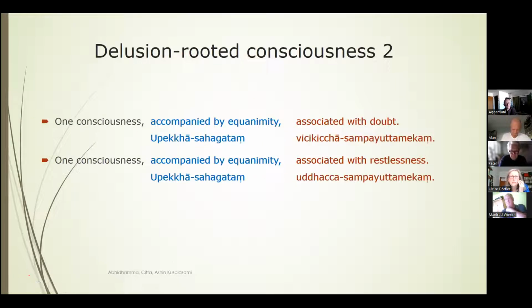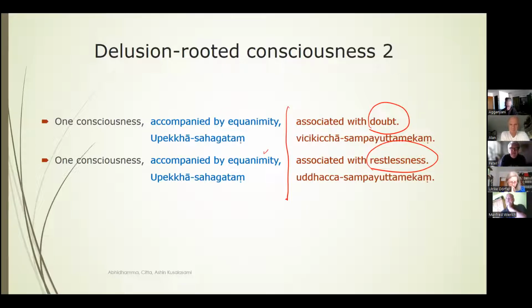The next group is delusion-rooted consciousness. This one has only 2 parts, both accompanied by equanimity. The only difference is associated with doubt and associated with restlessness. You may have a lot of questions in your mind, a lot of things you want to know: what is that? But at the beginning you cannot understand. Maybe in the next chapter you will understand more about these Cittas, and this one is also connected with the Citta. You will understand more in each next chapter, and your understanding ability will develop.